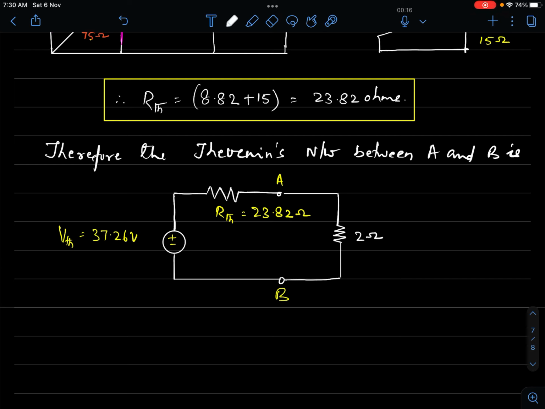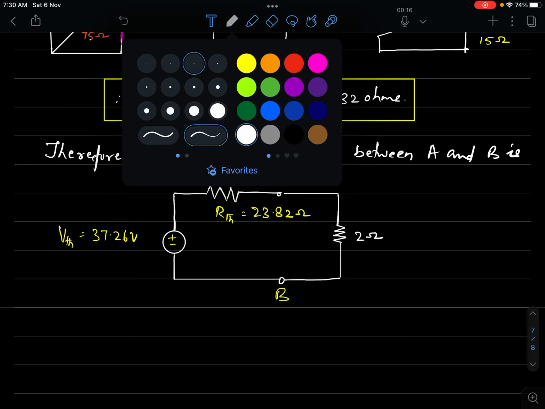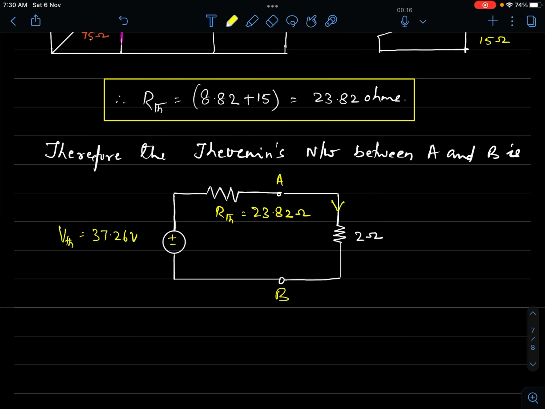Now it's a simple series circuit. So what is the current through the 2 ohm resistor? If I designate this as I through 2 ohm, it's very simple. I through 2 ohm is equal to, what is the total voltage in the circuit? That is 37.26 volts. And what is the total resistance of the circuit? It is RTH plus 2, that is 25.82.